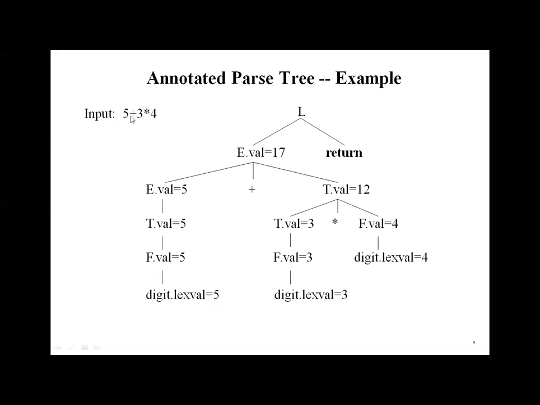Now here is 5 plus 3 into 4. So the lexical attribute from the symbol table of digit fetches the value 5. Then it comes up as 5, 5 here. In the next lexical digit, the value is 3, so that will come from the symbol table, and the F value and T value will be 3. And here also the digit lexical value is 4, so the F value will be 4. Now it performs the multiplication operation. What is this? 4 into 3, that is 12. 12 will be noted and put into this node as the value.